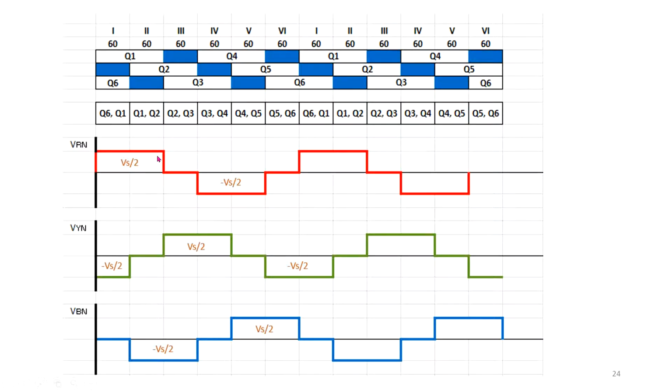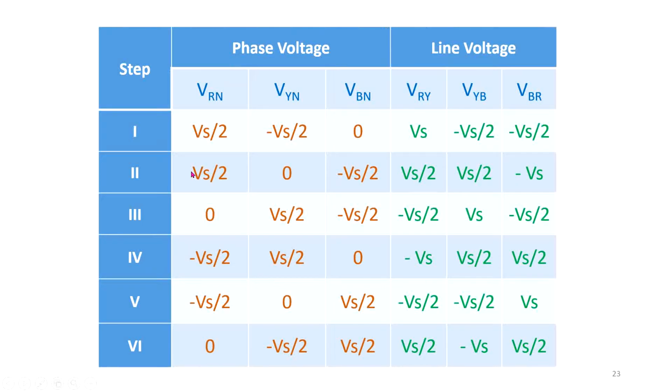Similarly, again Q1 is conducting in combination with Q2, and at that point Yn is 0 and we have a Vs. Keep moving, and then we have a combination of Q2 with Q3, which is over here. Rn is 0. Actually, these values are taken from this table.